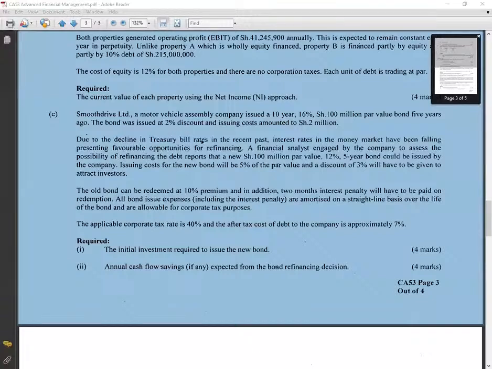Due to the decline in treasury bill rates in the recent past, interest rates in the money market have been falling, presenting favorable opportunities for refinancing. A financial analyst engaged by the company to assess the possibility of refinancing the debt reports that a new 100 million par value, 12%, 5-year bond could be issued to the company. So the interest is 12% per annum times the par value, which is 100. How much figure? 12. Remember, this is interest per annum.